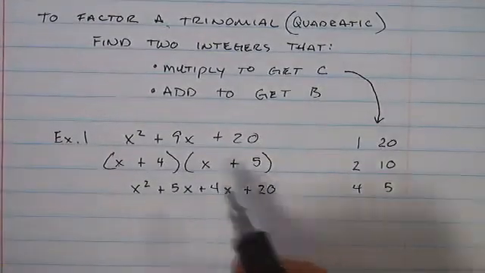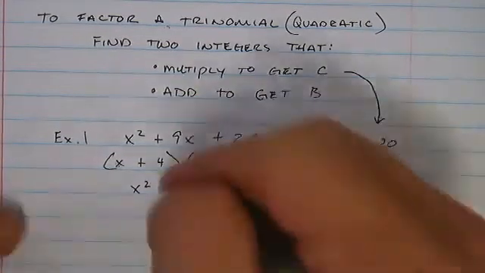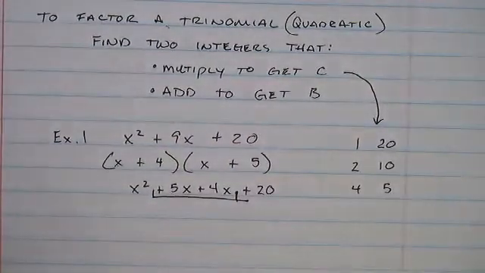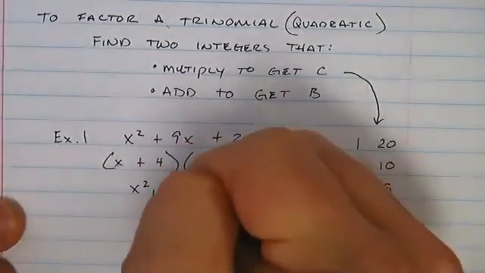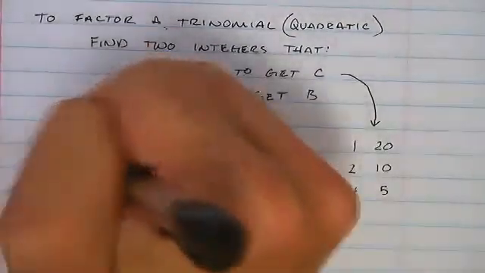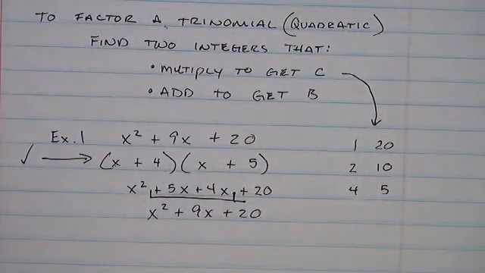Here is the first stipulation. We multiply together to get positive 20. Second stipulation is that these two terms are going to have to combine to give me that 9. And so, voila, the fun has begun. If you FOIL it back together, or double distribute it, you're going to get what you had originally. So these are the factors. That's our answer. We know it's correct because 4 and 5 make 9 out of 20.